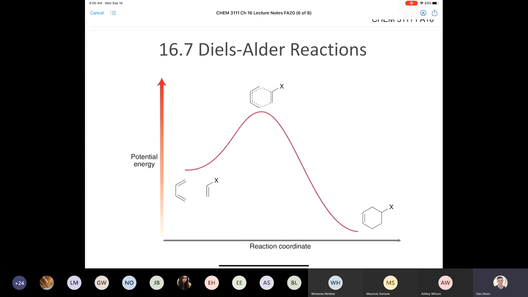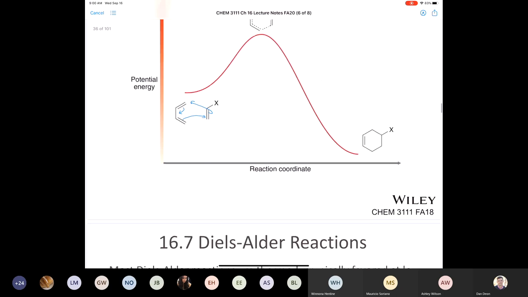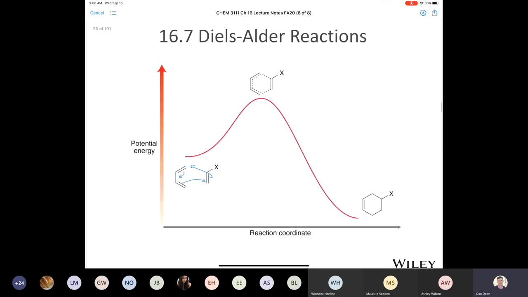So here's the reaction coordinate of the Diels-Alder. So again, I would recommend when you're doing the practice problems, always practice pushing your arrows. So double bond moves, and I form a new sigma bond like that. All right, you can see that we end up making something that's more stable.